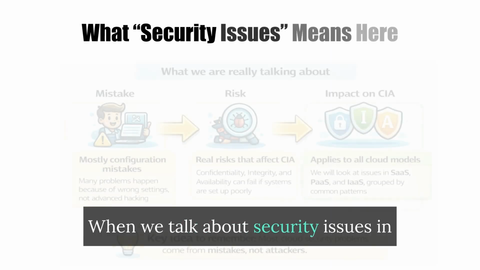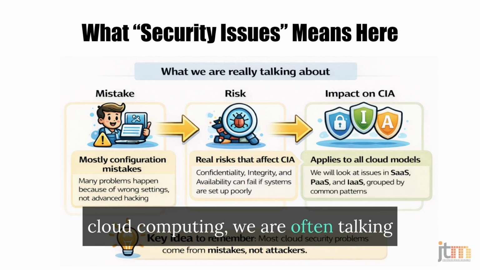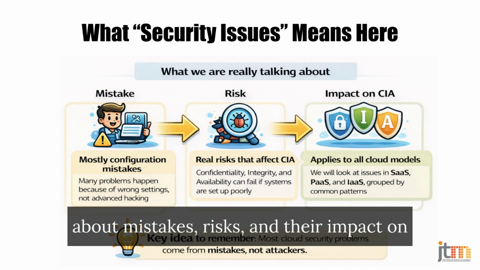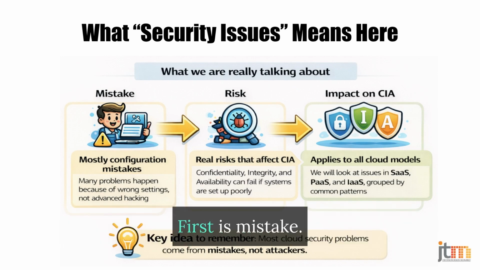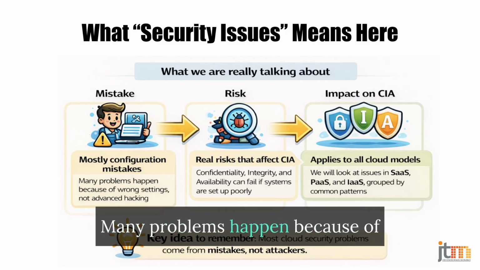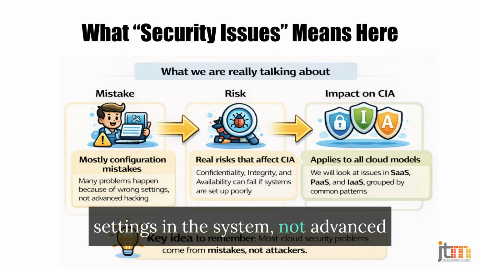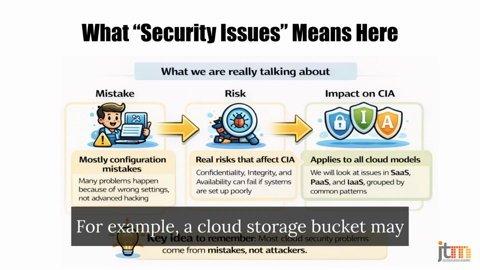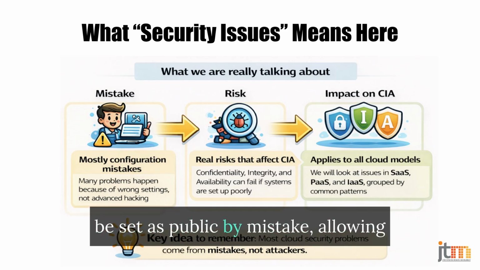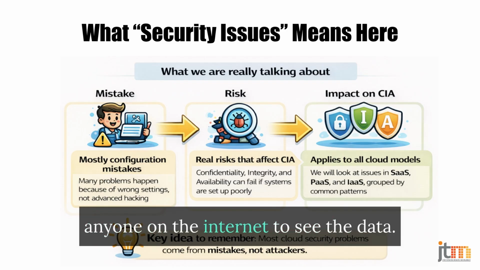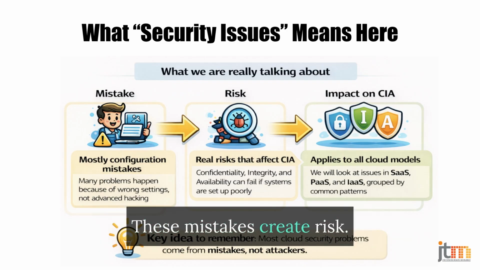When we talk about security issues in cloud computing, we are often talking about mistakes, risks, and their impact on CIA. First is mistake. Many problems happen because of configuration mistakes, meaning wrong settings in the system, not advanced hacking. For example, a cloud storage bucket may be set as public by mistake, allowing anyone on the internet to see the data. These mistakes create risk.